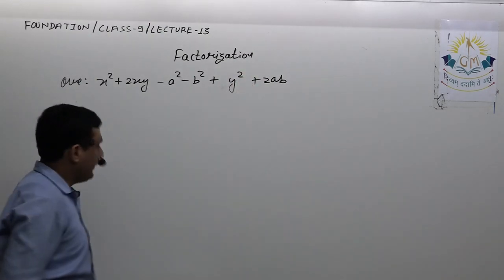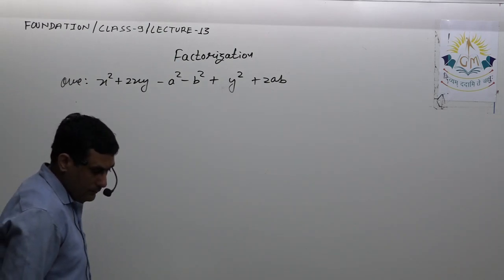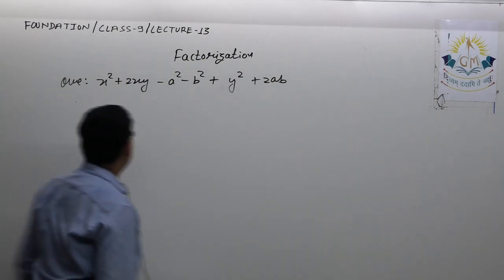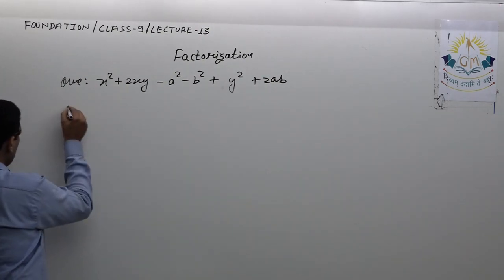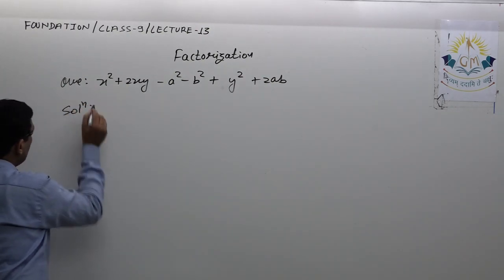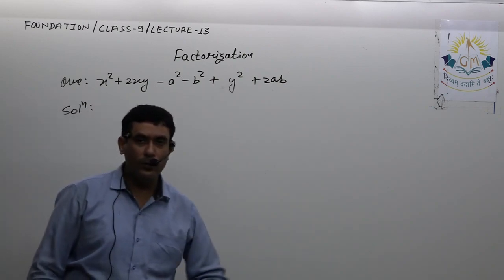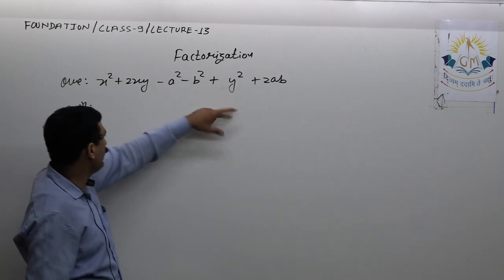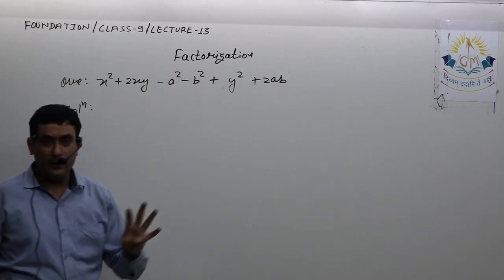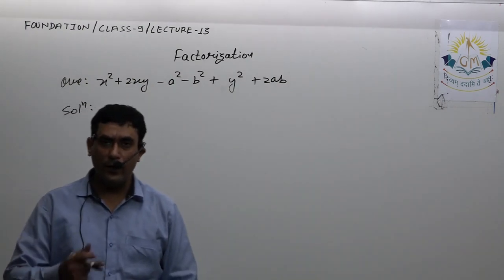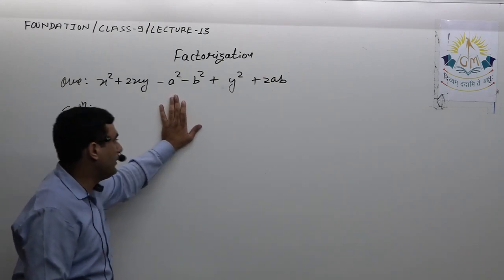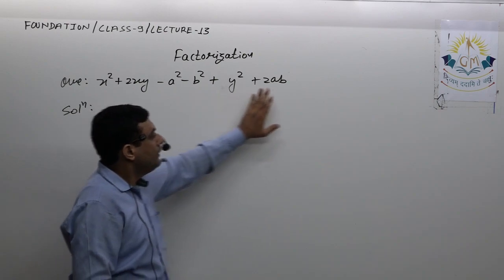Okay, x square plus 2xy minus a square minus b square plus y square plus 2ab. So this is not that much difficult. The only thing is that the keen observation you need. See, here I am finding x square, I am finding y square, I am finding 2xy. It means it is x square plus y square plus 2xy. Also there is a square, no doubt it is negative a square, b square is also there, and 2ab is also there.